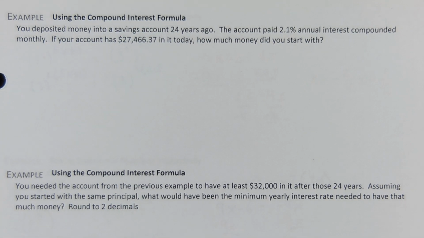Okay. Let's say you deposited money into a savings account 24 years ago. Which letter did I just give you in the formula? T. So what is T? T is 24. Good.